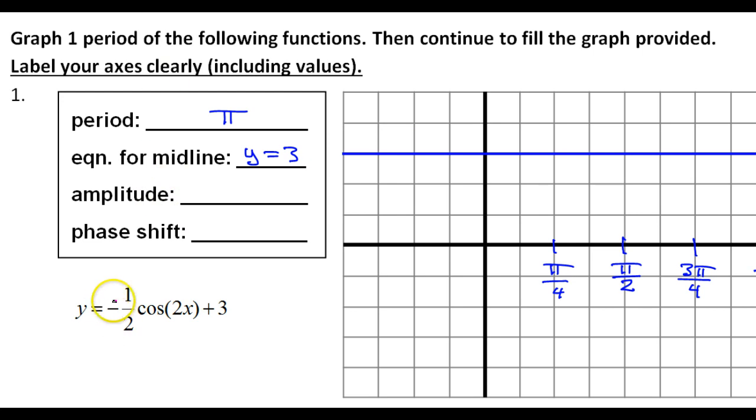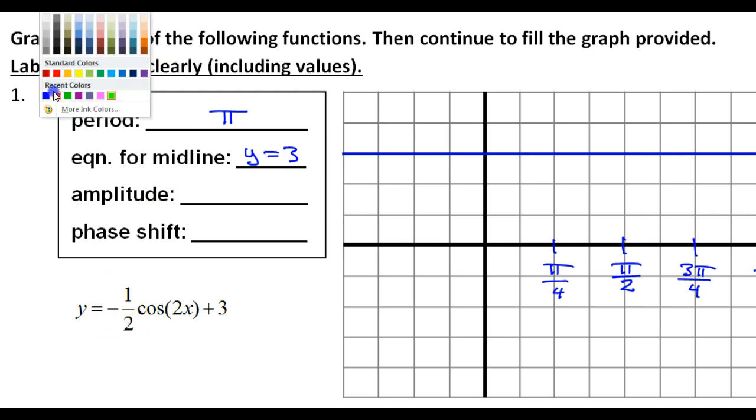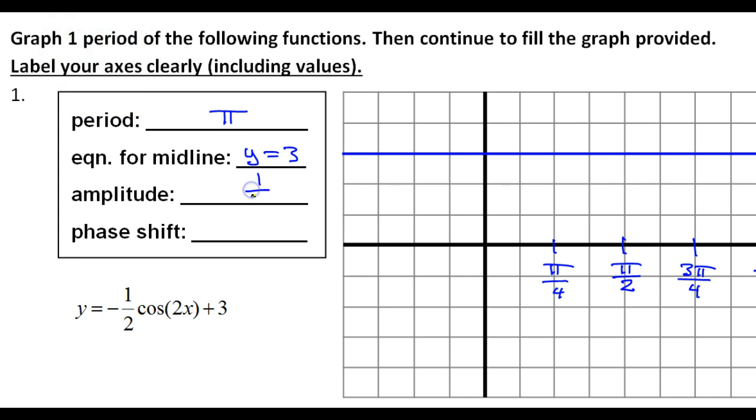The amplitude is going to be 1/2. Alright, amplitude is always positive, so the amplitude is going to be 1/2. It's coming from this number right here. Now the negative sign does mean that we're looking at a reflection over the x-axis. So it's going to be upside down.